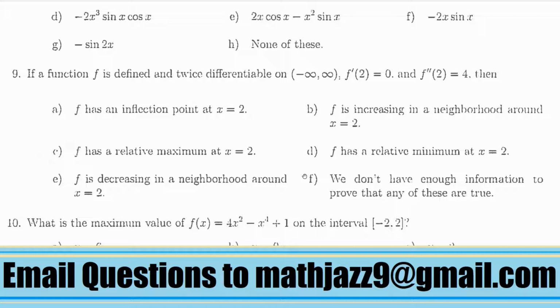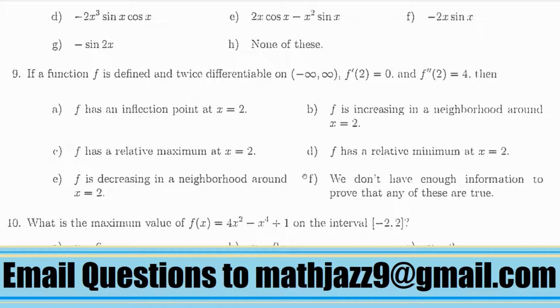That's not true. We have the first derivative equals 0. That means we have a horizontal tangent line at 2. Our function is not increasing at 2, but it's not asking at 2, it's asking about a neighborhood around 2. But we also know that that's false because we know the second derivative is positive. The second derivative being positive means the first derivative is increasing.